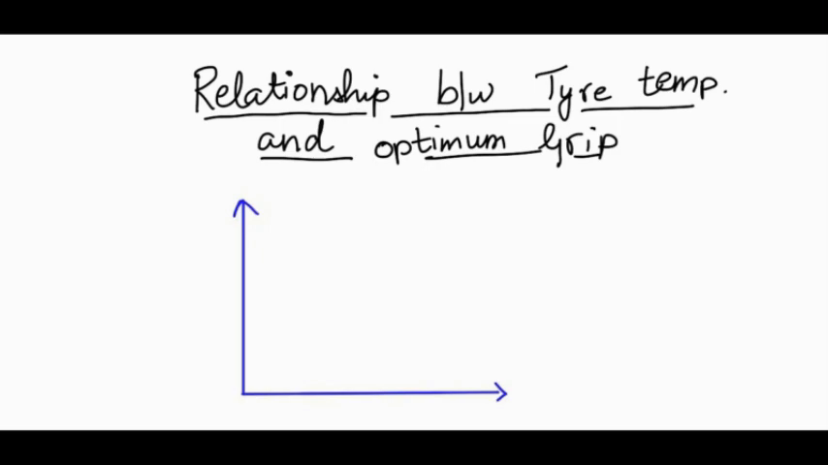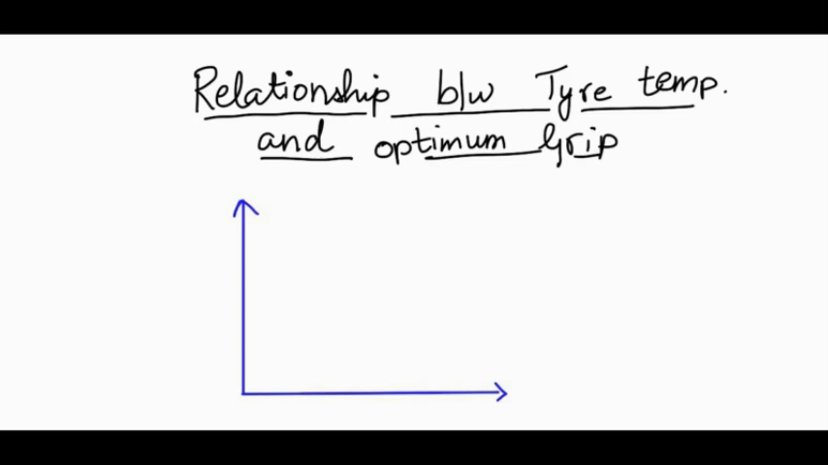Hey guys, welcome back. Today let me give you a situation. Let's say that you are working in a tire company and you need to find out the optimum grip of a specific tire. You know that there is some relation between the tire temperature and the grip, and you do have the data of the various temperatures of the tire. So you just need to determine at what temperature the tire will have the optimum grip.